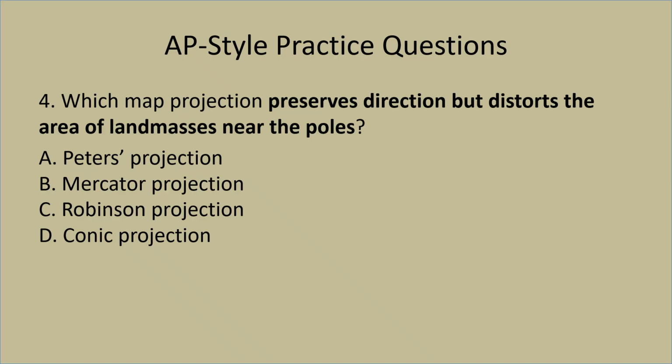And last question, question 4. Which map projection preserves direction but distorts the size of land masses near the poles? Is it A, Peters projection, B, Mercator projection, C, Robinson projection, or D, conic projection? Take a few seconds.